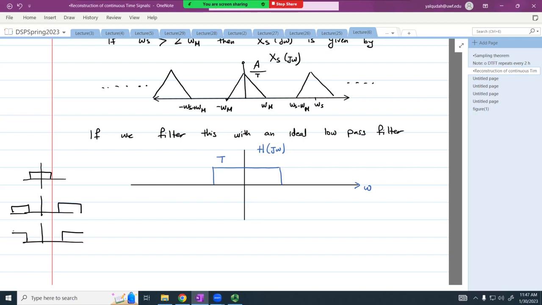Why does it make sense to plot the negative omega here? It just doesn't mean anything to me, I guess. How do you have a negative frequency? It's a good question.